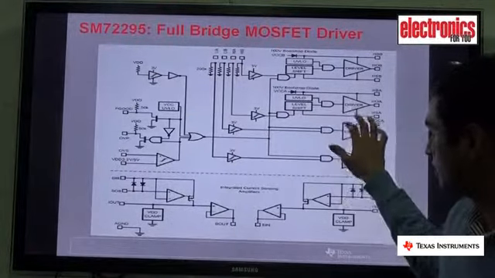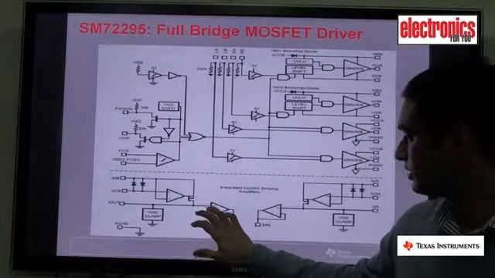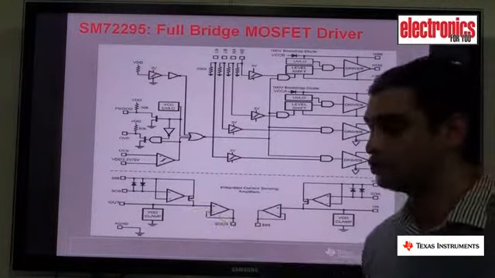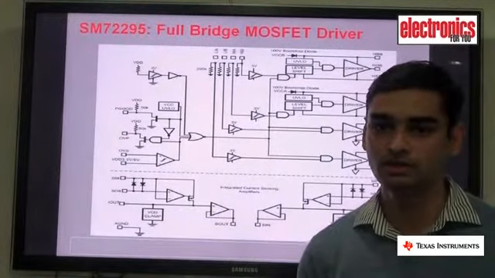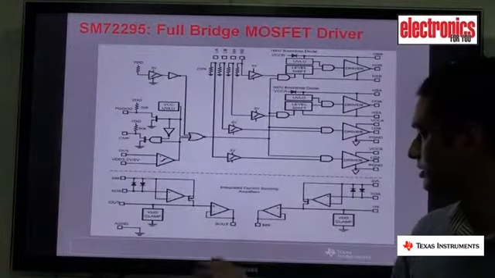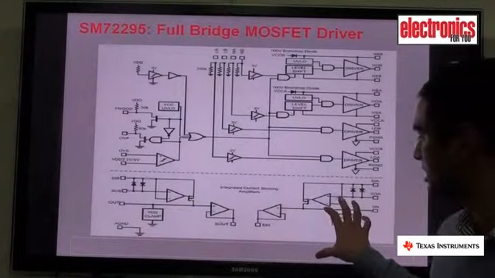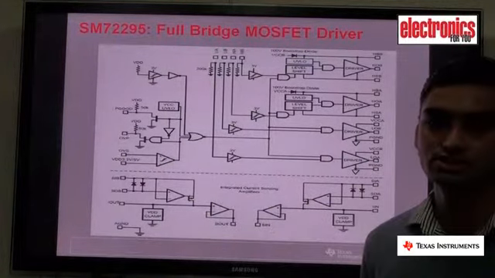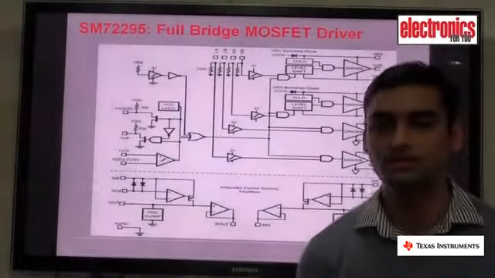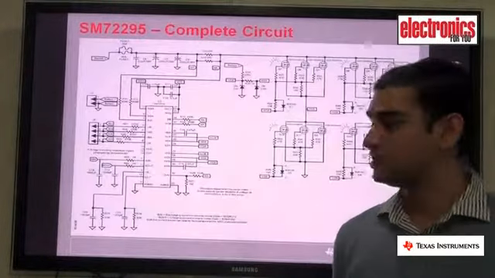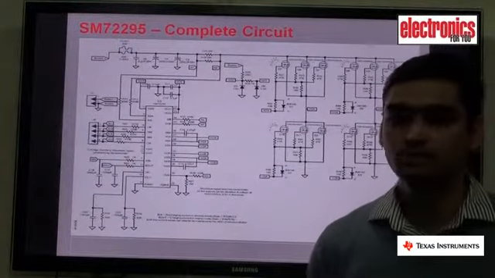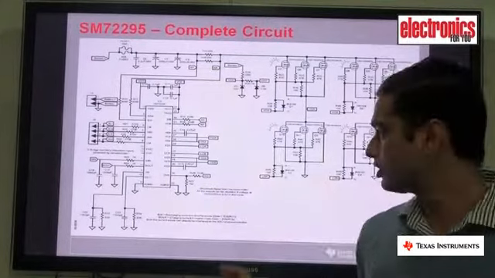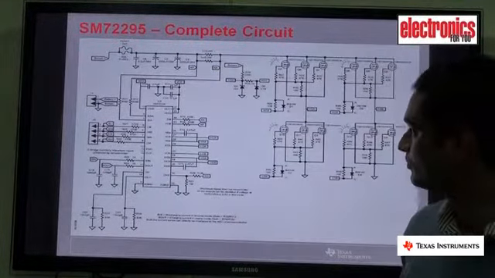Apart from these bootstrap diodes, MOSFET drivers generally do not come with a current sensing amplifier, but for this typical IC, the current sense amplifiers are inside the IC, and you can use these current sense amplifiers to sense the battery charging and discharging current. So this circuit explains the full bridge configuration of your MOSFET driver stage.